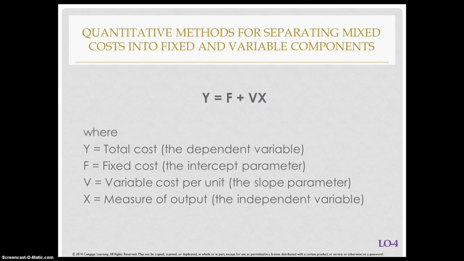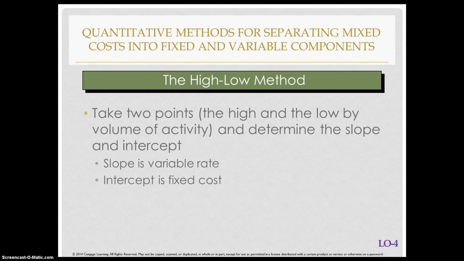So again, a mixed cost is y, and it equals f, which is a fixed cost, plus v, a variable cost, times x, which is the number of units produced. Then there's the high-low method. The high-low method takes 2 points, the high and the low by volume of activity, and determines the slope and intercept. The slope is a variable rate, and intercept is a fixed cost.